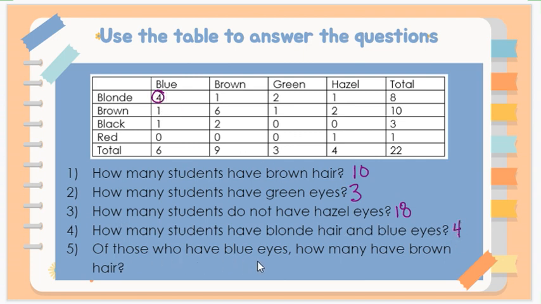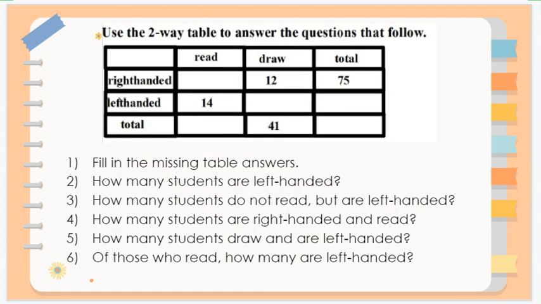And of those that have blue eyes, how many have brown hair? So come to the blue eyes column, and how many have brown hair? Right here, 1. All right, how'd you do? Hope you got them all right, and you can read a two-way table now. All right, this one, try on your own. Pause the video, fill in the missing values, and then answer these questions. When you're finished, press play on the video, and we'll go over the answers.